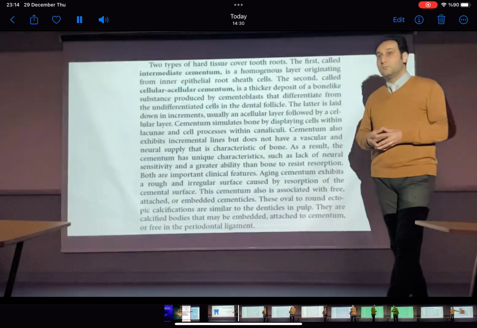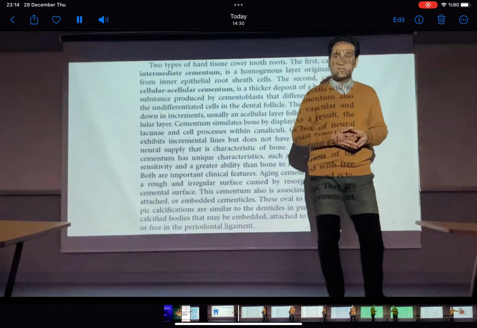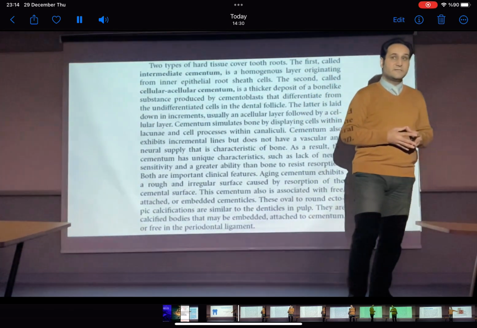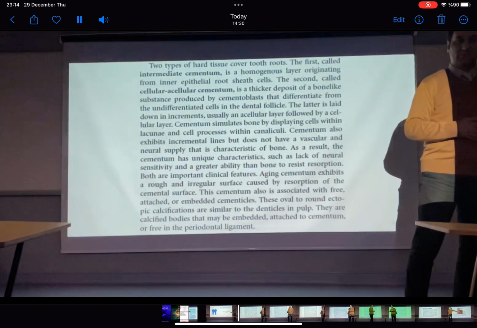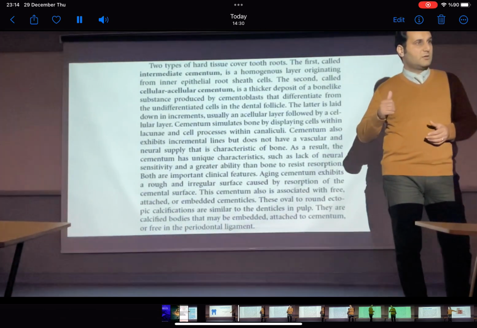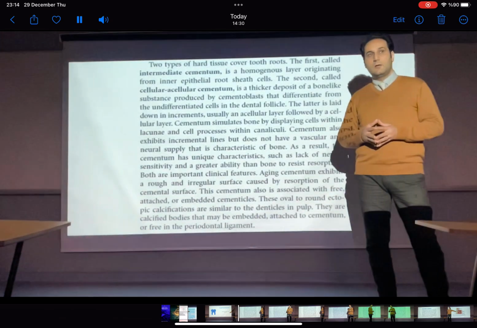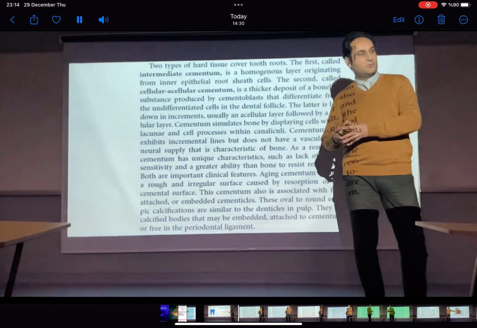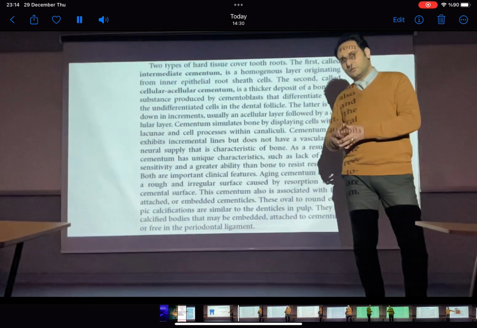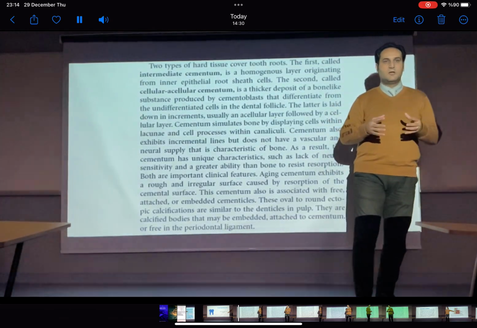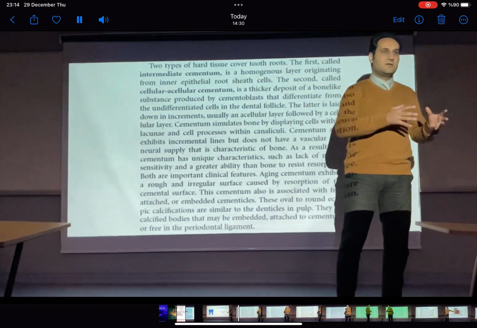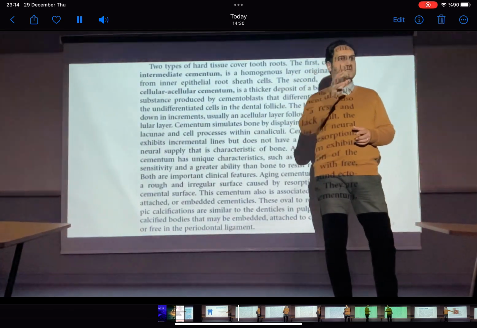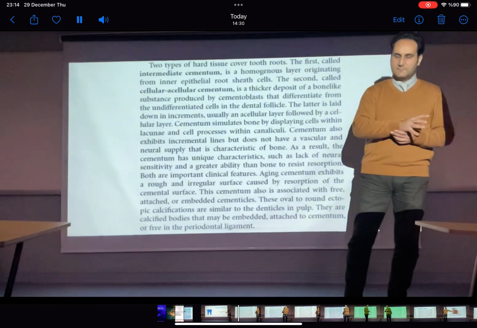In this cementum, you can see special cells of cementum. What is the name of the special cells of cementum? It is cementocytes. Remember the bone structure? In bone structure we have osteoblasts and osteocytes. In cementum structure we have cementoblasts and cementocytes, synonymous with the osteoblast and osteocyte.